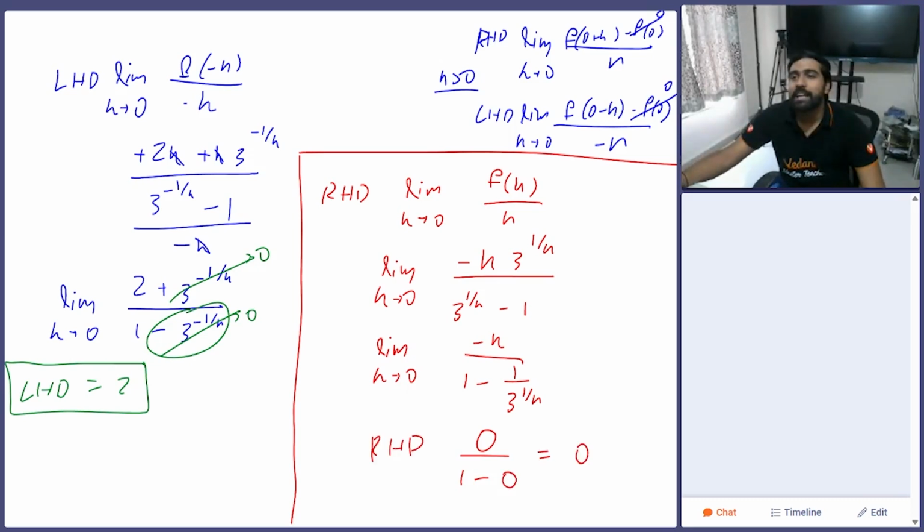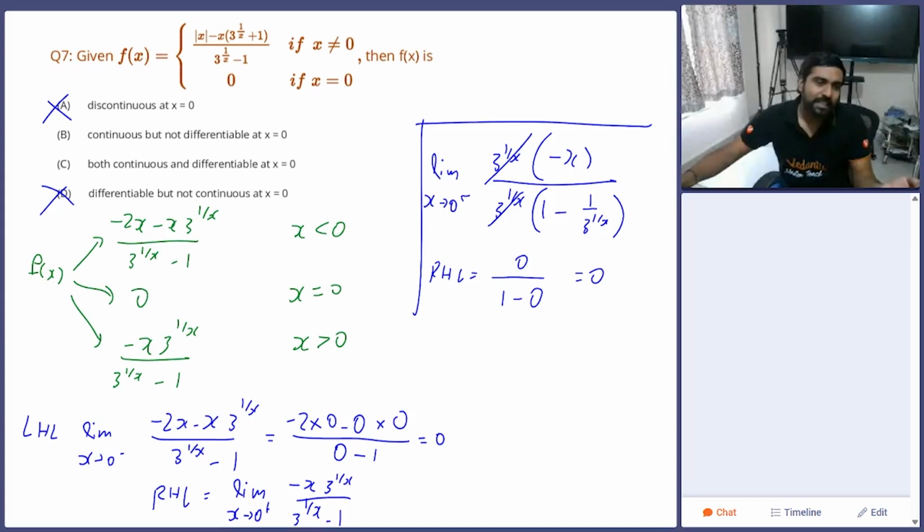So I can say that my right hand derivative is 0 and I've got my left hand derivative value as equal to 2. As both these left hand derivative and right hand derivative values are not equal, I can straightforward say that yes, this function is not differentiable. Hence, I will say that it is continuous but not differentiable. Option B.